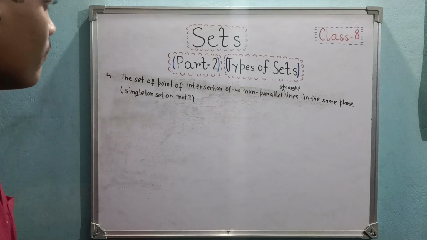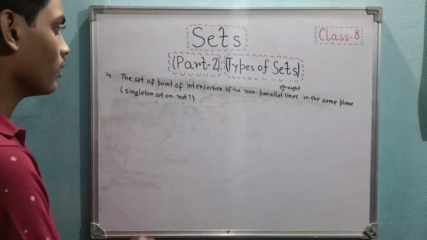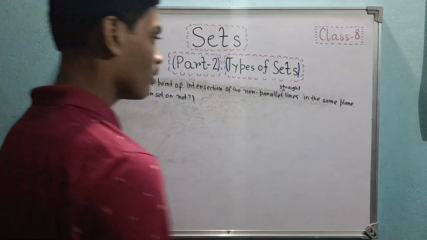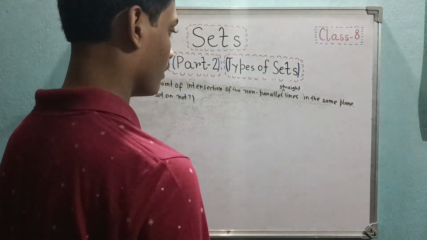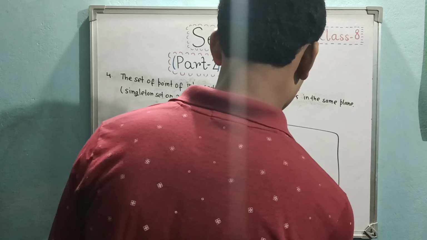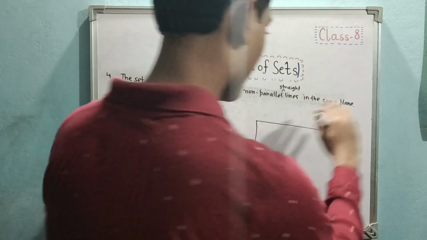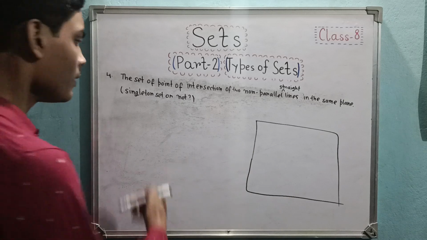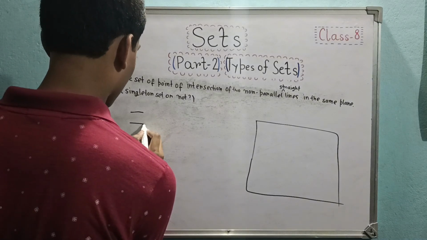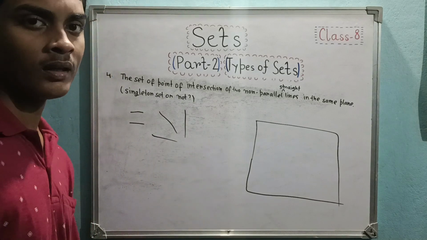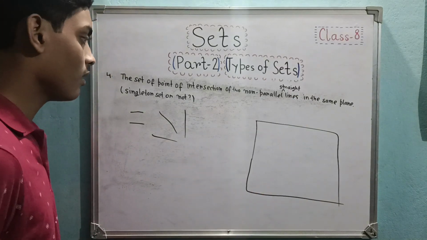Let's see here. We have a set of the point of intersection of two non-parallel straight lines in the same plane. Suppose I am just drawing here, this is a plane. Now, two non-parallel straight lines. Parallel means what? Like this. Non-parallel means it can go any way. It can be like this. It can go in any direction.